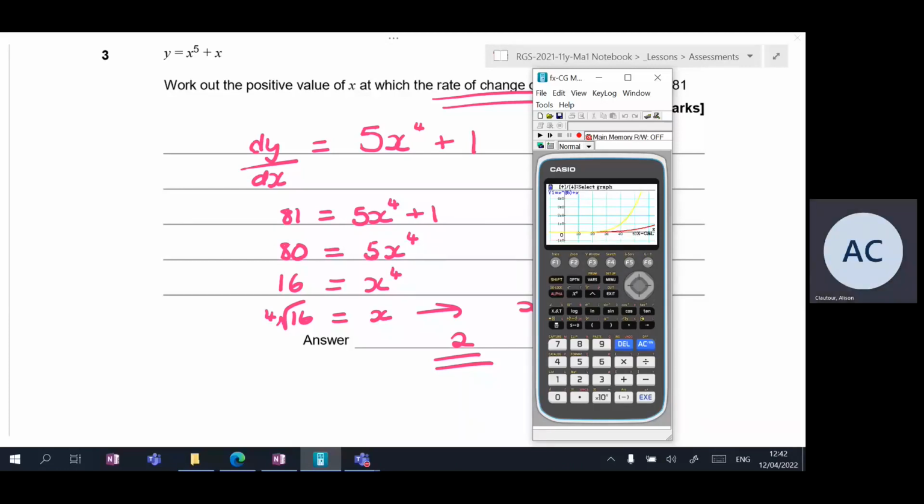We want the x calculation, sorry. Okay, so you want the x calculation when the y value is 81. Okay, and you can see it gives you -2. If you press the arrow, it also gives you 2.